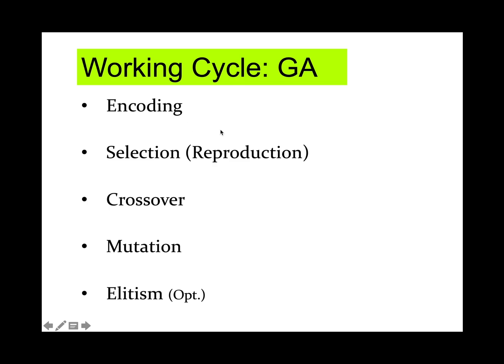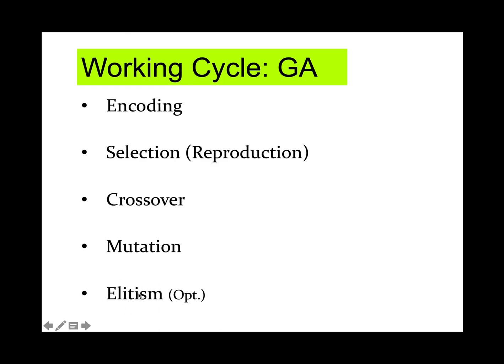Encoding: we first do the encoding according to the problem. The selection operator is applied, then the crossover operator is applied. In the crossover operator, two parents mate and produce two offsprings, and out of these two parents and two offsprings, only the two best will survive, the two weaker ones will die out. In mutation, a small change is made in the solution or in the individual.